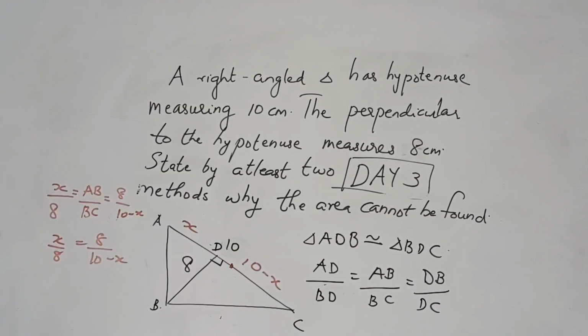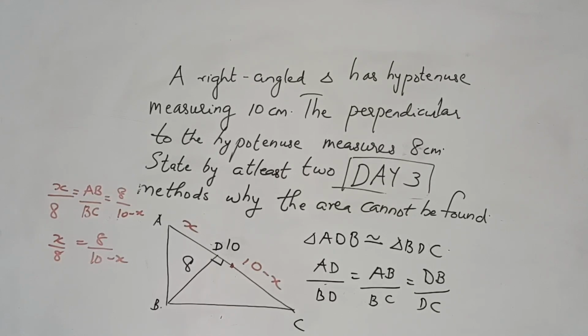As you can see, I have marked the values x and 10 minus x as the parts of the hypotenuse. Hypotenuse is divided at the point D as x and 10 minus x. If you are familiar with the similarity of triangles, you know that the perpendicular to the hypotenuse divides the right triangle into two similar triangles. So I have taken the similarity concept over here. So we know that ADB is similar to BDC.